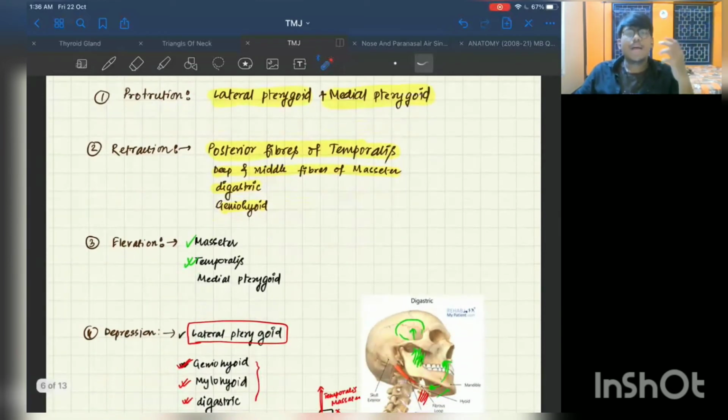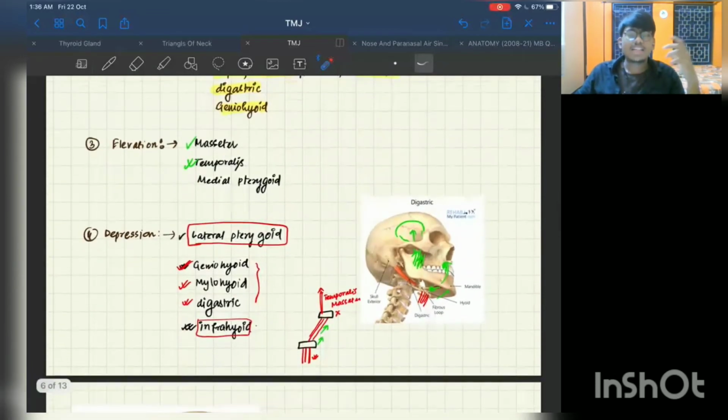Elevation movement is done by masseter, temporalis, medial pterygoid, and depression movement is done by lateral pterygoid. This is the only one of the muscles of mastication which helps in depression movement. The other muscles which help in depression movement are the muscles attached to the lower edge of the mandible, the muscles of the neck region and mouth region, right? Geniohyoid, mylohyoid, digastric, these muscles pull the mandible downwards and help in depression, right?